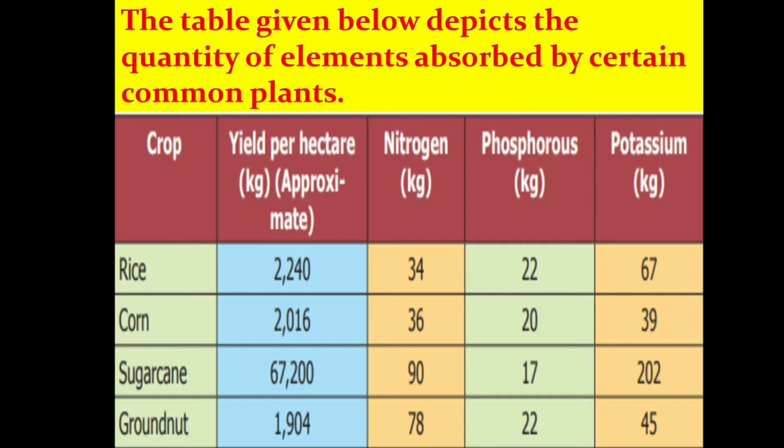The table given below depicts the quantity of elements absorbed by certain common plants. The crop is given, along with its yield per hectare in kg approximately, and the table gives the nitrogen, phosphorus and potassium, that is, the quantity of elements absorbed by these common plants. So from the table you can see the quantity of elements absorbed by certain common plants.